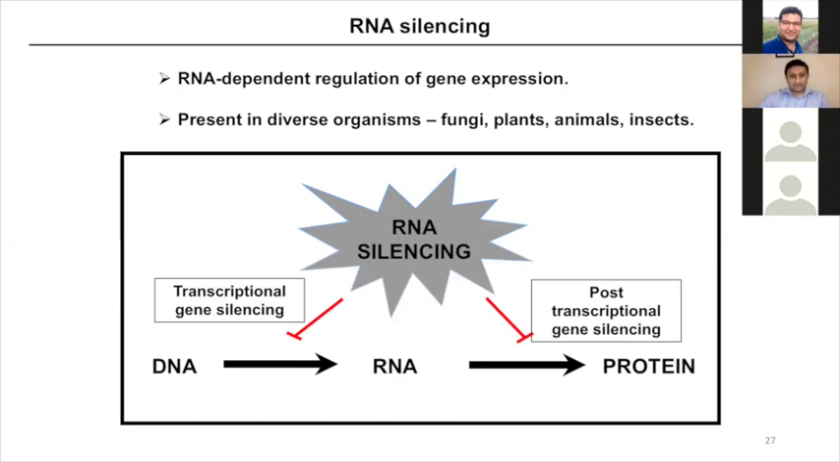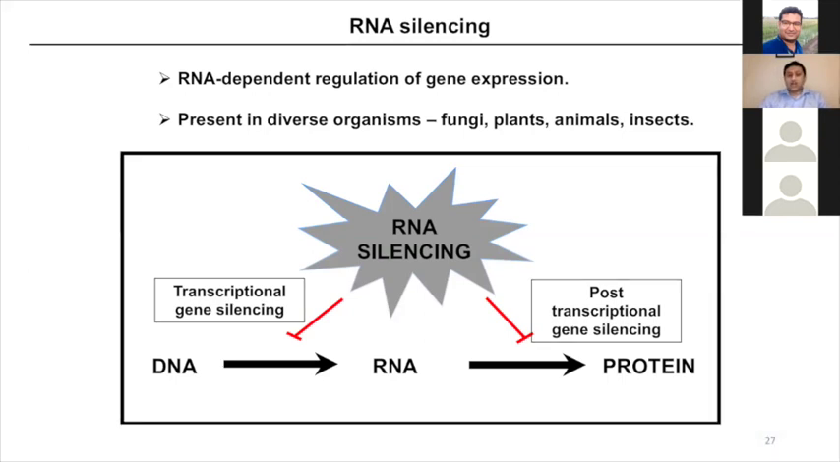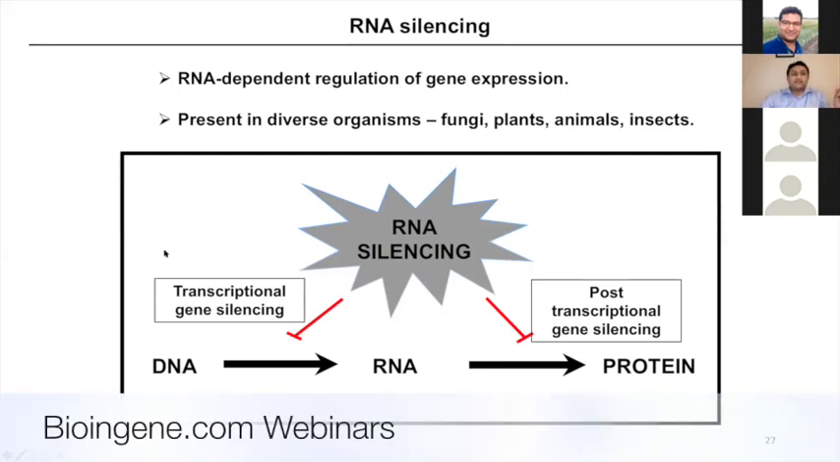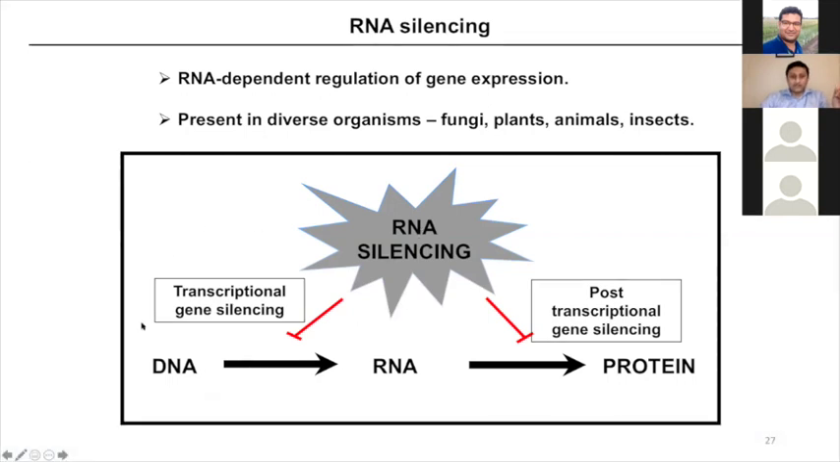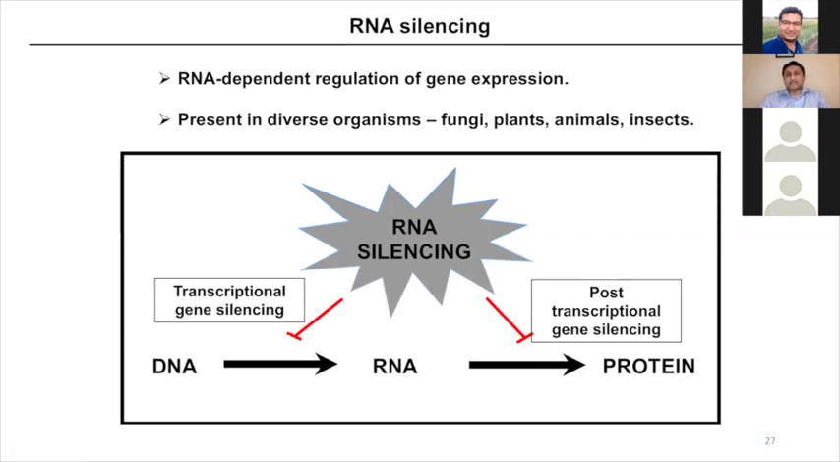So what is RNA silencing? Now, RNA silencing is a molecular mechanism to regulate the expression of genes by small RNAs. This is present in diverse organisms like fungi, plants, animals, and insects. Now, RNA silencing can have its effect on different parts of gene expression. If RNA silencing acts at the transcriptional level, it is called transcriptional gene silencing. If it acts at the post-transcriptional level, it is called post-transcriptional gene silencing. For today's talk, I will focus on post-transcriptional gene silencing, and I will be referring to it as RNA silencing.